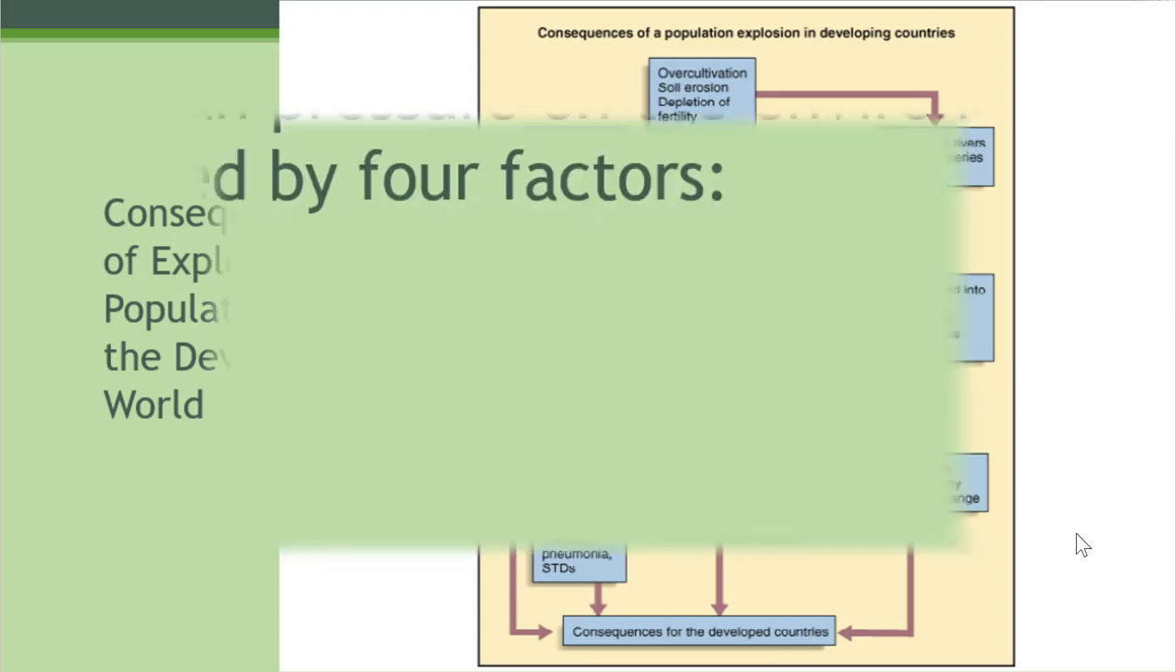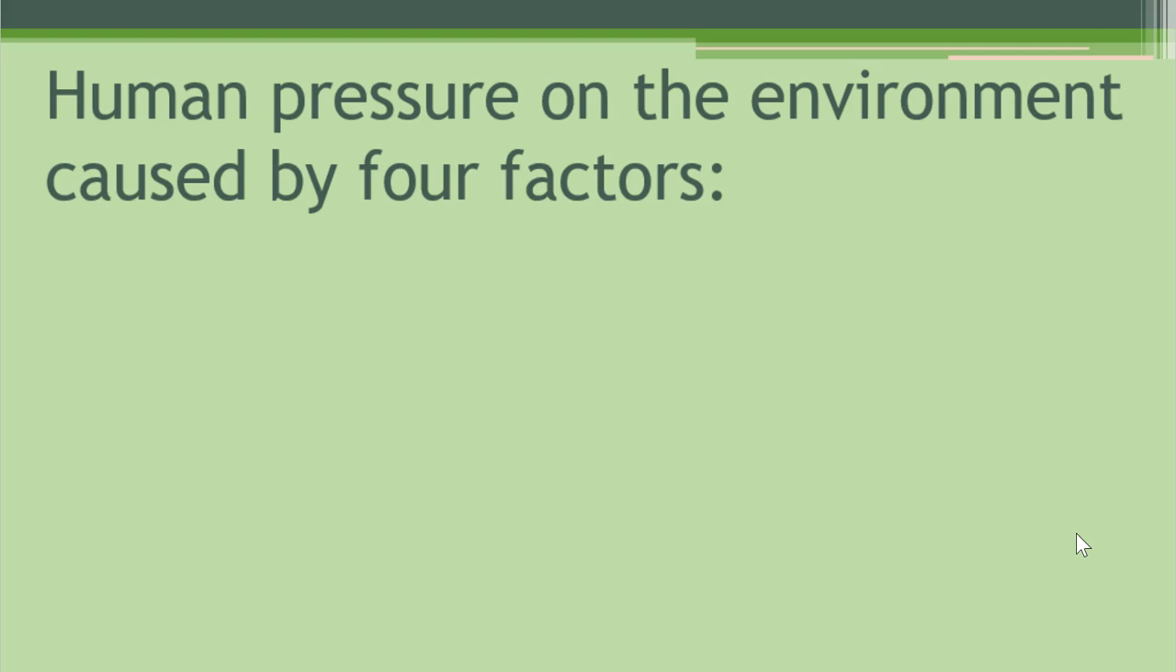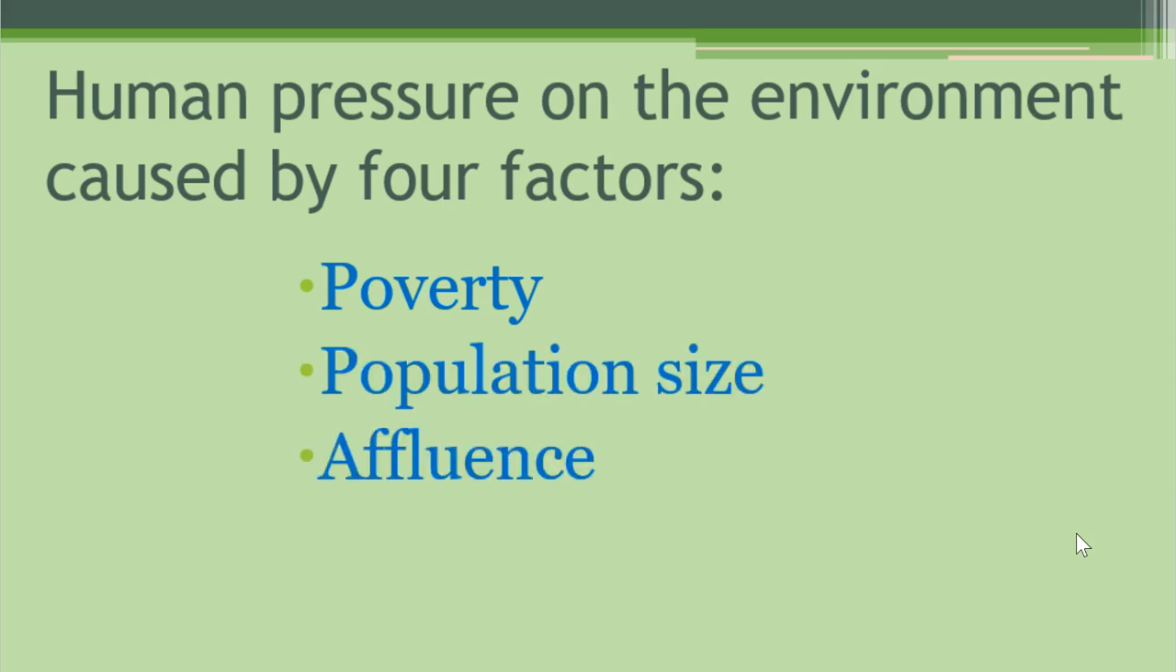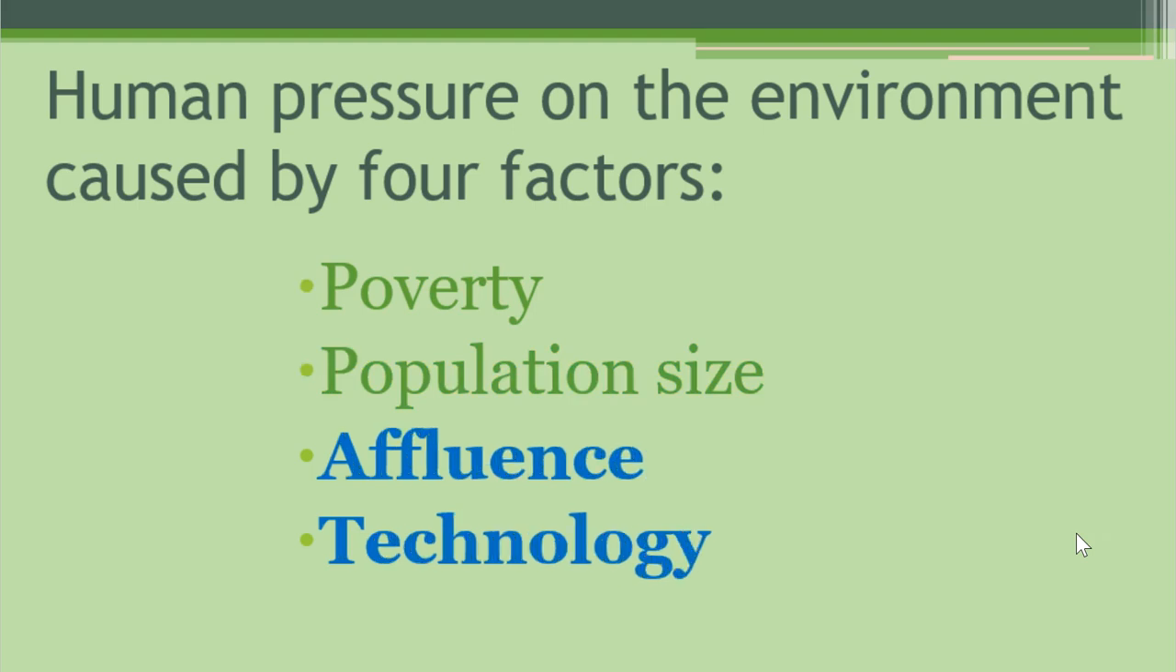All right, so ultimately we can break down the human pressure on the environment into these 4 factors: poverty, population size, affluence, and technology. These are the big pressures that are going to cause all of the environmental issues that we talk about. Affluence and technology are related to late stage 3 and stage 4.